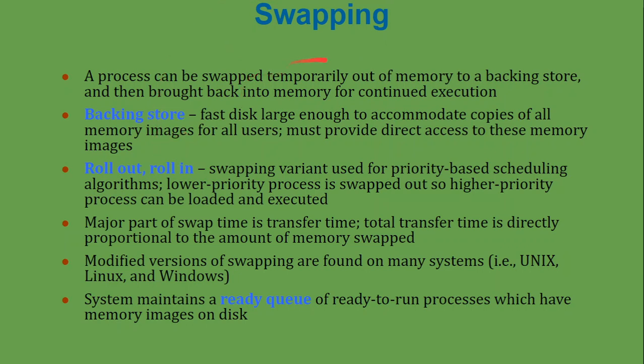So swapping is temporarily taking data out of the backing store and bringing it to the main memory in order to continue execution. That is called roll out and roll in. They are priority based algorithms where the higher priority jobs are loaded and executed, while the lower priority process is swapped out. Whichever is needed for the time being has the higher priority and is brought to the main memory, and the lower priority one is taken to the backup memory. That is called roll out and roll in.